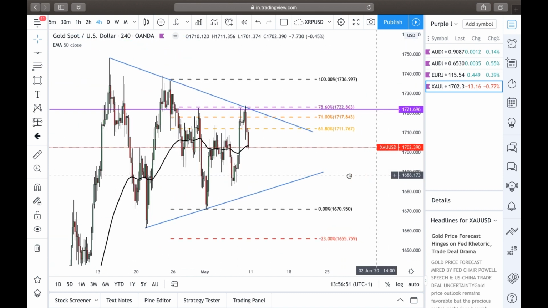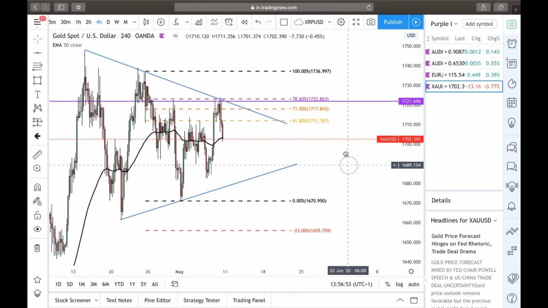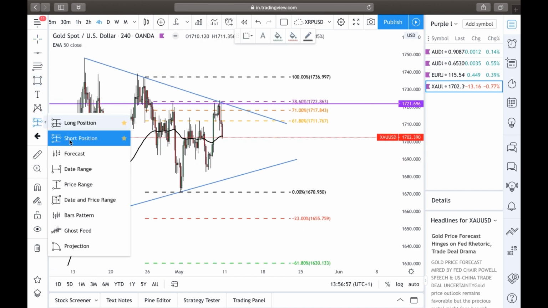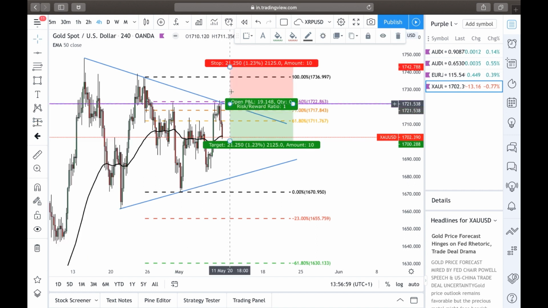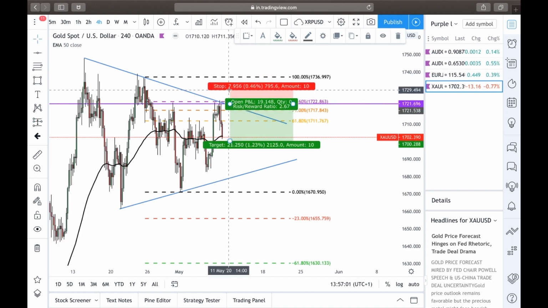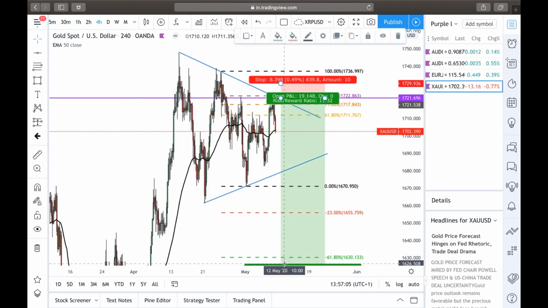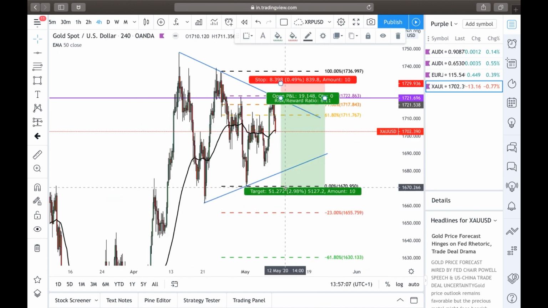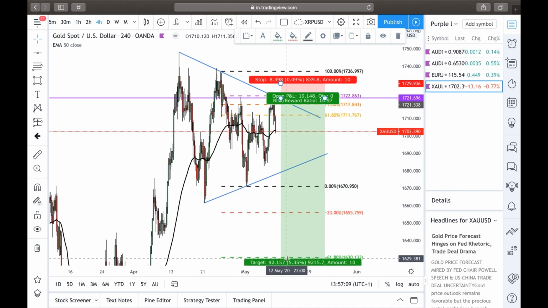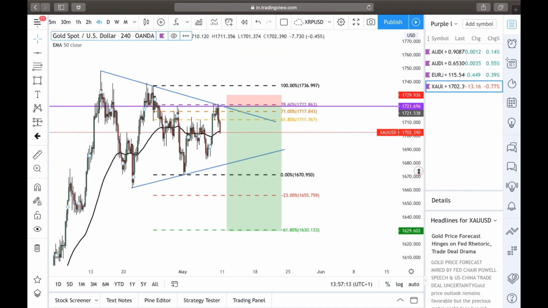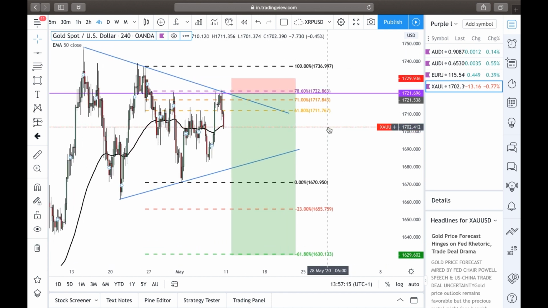So yeah, this is what could be occurring. Something like this. Short from here. I think I had a stop just above this, just to give it a little breathing room. And obviously take it all the way down, but take partials, 1 here, 2, 3, that kind of thing. That's what the technicals are telling me.